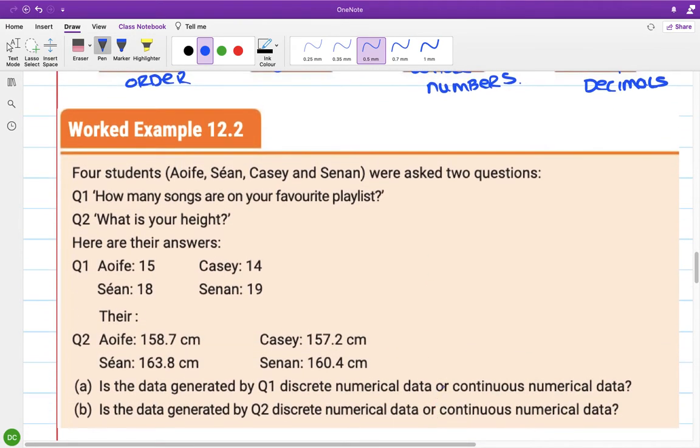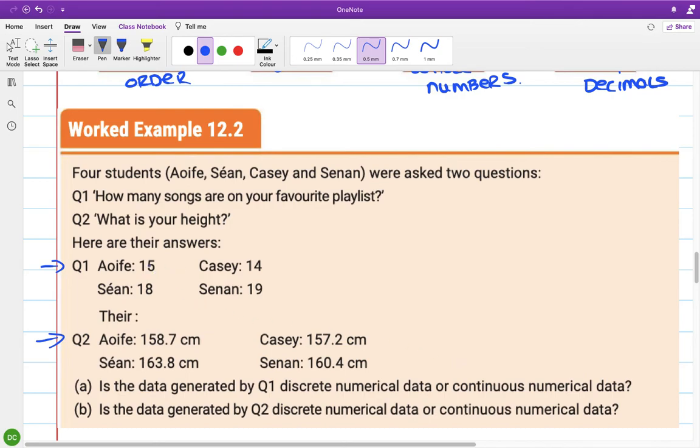Okay, so here's another one. Aoife, Sean, Casey, Senan. They're asked 2 questions. The first one is, how many songs are on your favourite playlist, and what is your height? Here are the answers. So they all gave an answer of how many songs are on their playlist. That's question 1. And then they all gave their heights in question 2. So is the data generated by question 1 a discrete numerical data or continuous numerical data? So again, hopefully it's obvious that they're numerical because they all have numbers. So is it discrete or continuous?